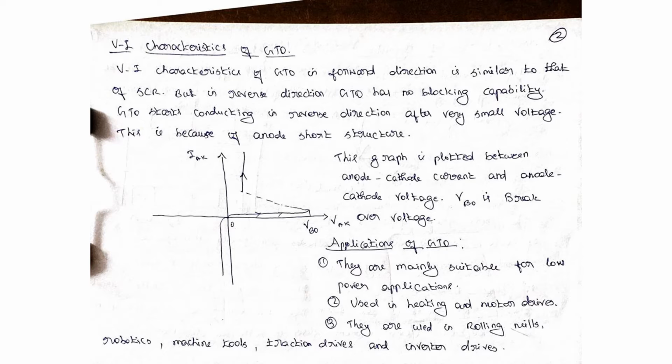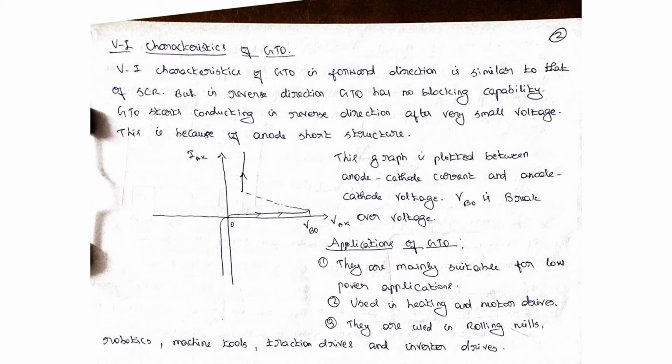To turn off the GTO, simply by removing the gate drive we can turn it off. But in reverse bias mode it does not have reverse blocking capability, because the anode negative current will immediately start to increase. This dotted line indicates that the GTO can be turned on at any time whenever the voltage is greater than VBO, that is the forward breakover voltage.